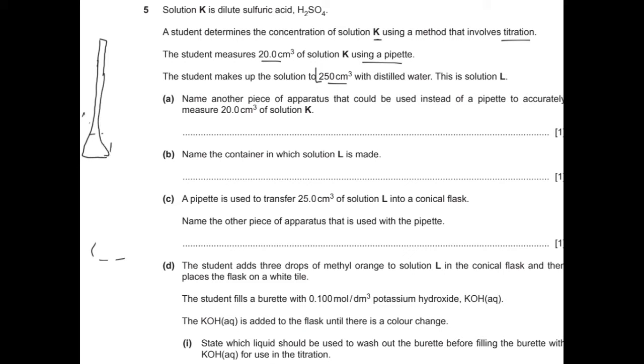So I'll take a 250 cm³ volumetric flask. I'll add 20 cm³ of K to it, and then add water into it until a 250 cm³ solution is made. This is called solution L, which has the sulfuric acid and water. Now name another piece of apparatus that could be used instead of a pipette to accurately measure 20 cm³.